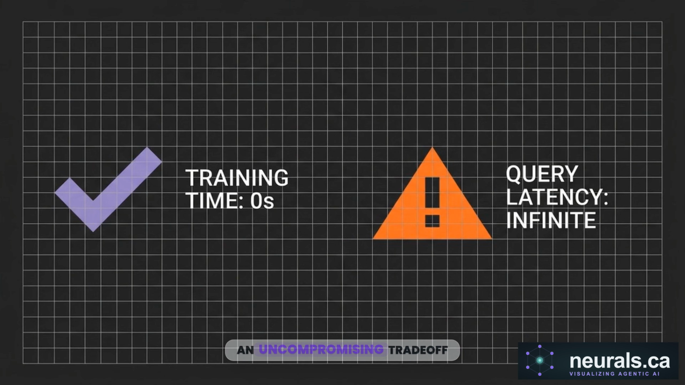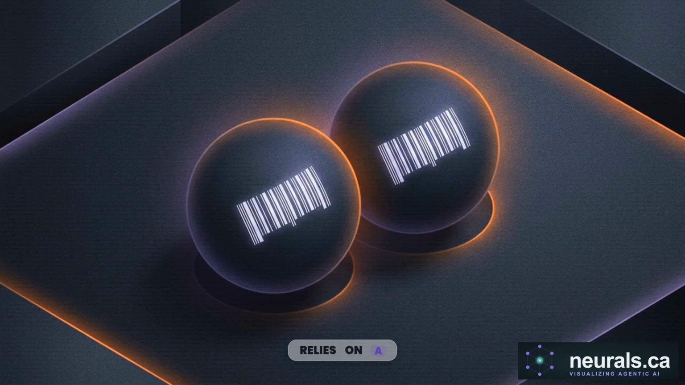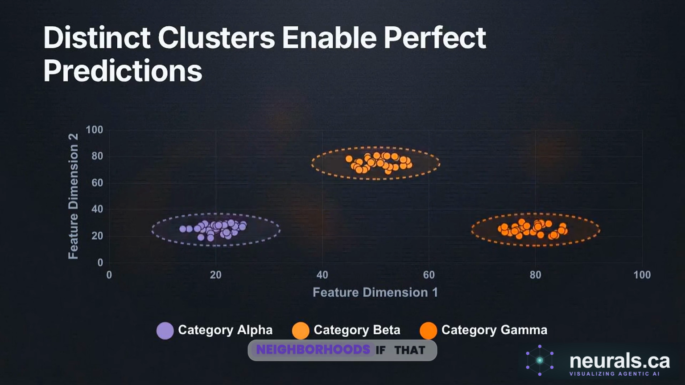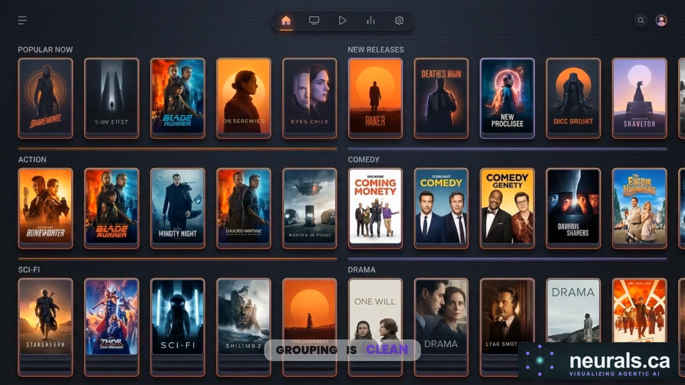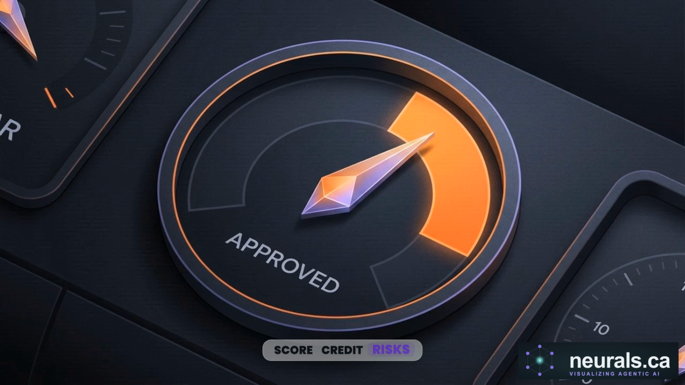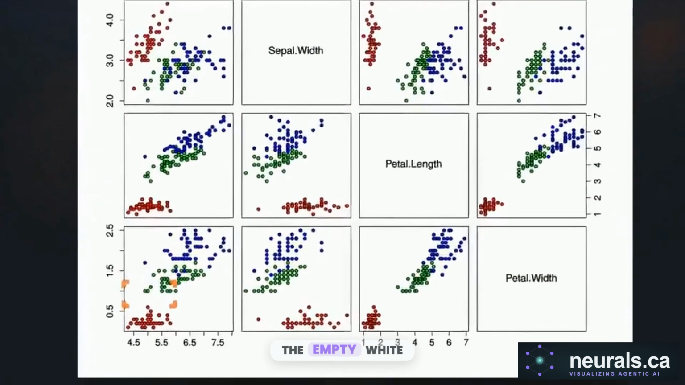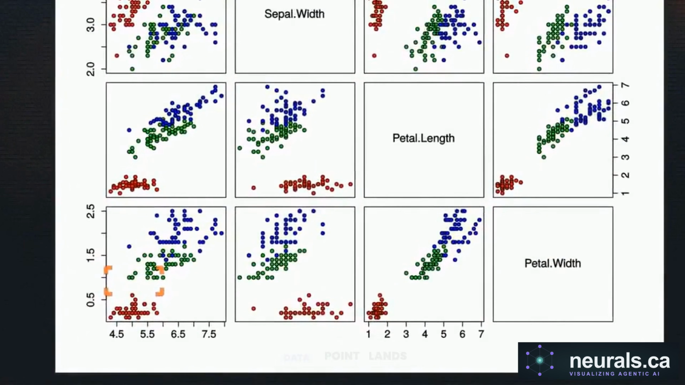Using this algorithm means accepting an uncompromising trade-off. The entire algorithm relies on a single physical truth. Similar things share a label. It works perfectly when your data naturally forms distinct, separated neighborhoods. If that grouping is clean, you can use those neighborhoods to build recommendation engines, score credit risks, predict tomorrow's weather, or read human handwriting. Look at the empty white space between groups. If a new data point lands here, isolated, it's immediately identified as an anomaly.